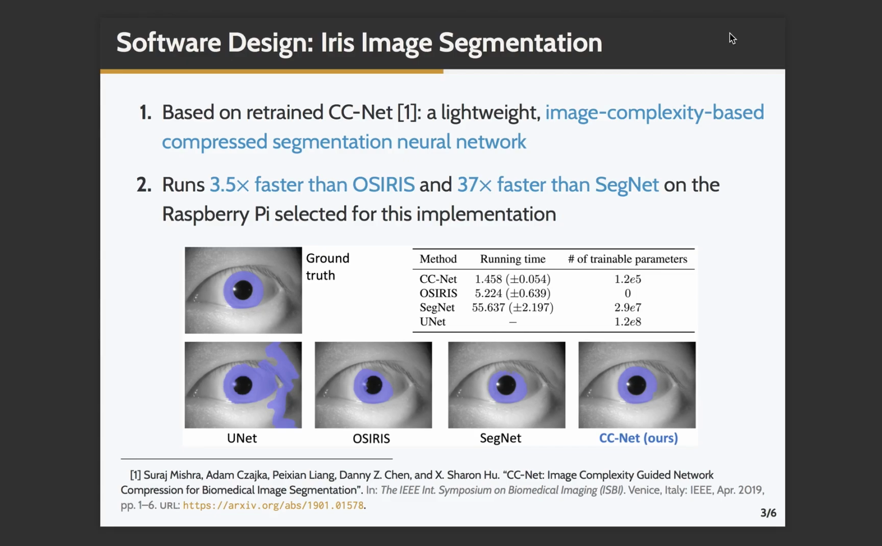From the iris segmentation images, we can see that our method segments the iris very closely to the ground truth. And another UNet used by another group, and the open source OSIris and SegNet, sometimes don't generalize as well to the Raspberry Pi captured images.